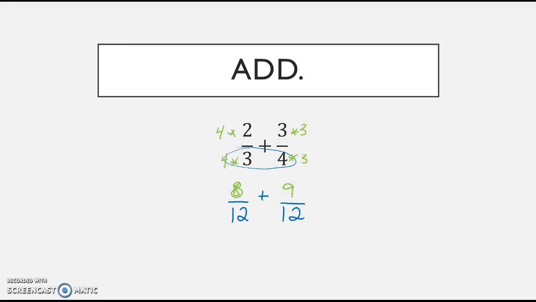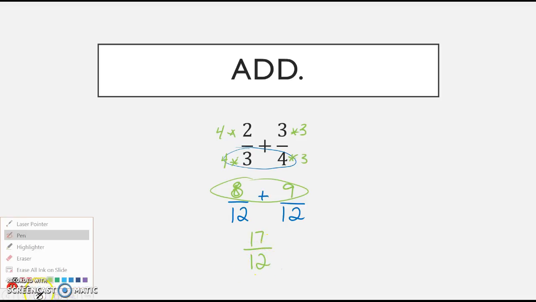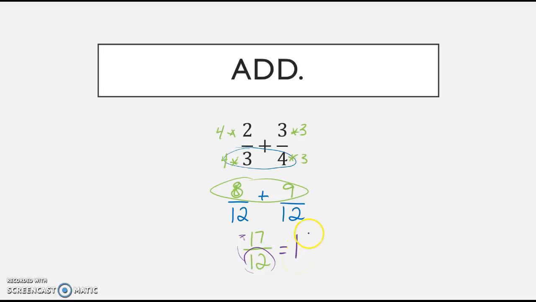So now we're able to add just our numerators together, 8 plus 9. When we do that, we get 17/12. Hopefully we all notice that this is an improper fraction, and we can't leave our fractions improper, so we need to change that to a mixed number. We have to see how many times 12 goes into 17. Here it's 1 full time, and we have 5 left over. So our answer is 1 5/12.